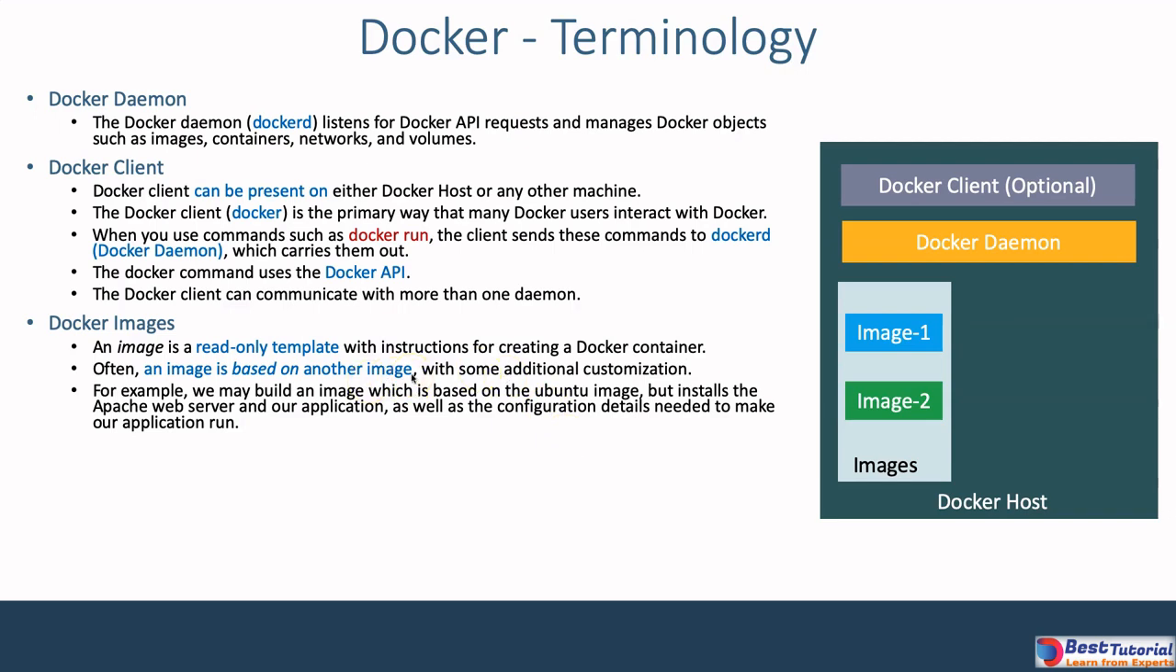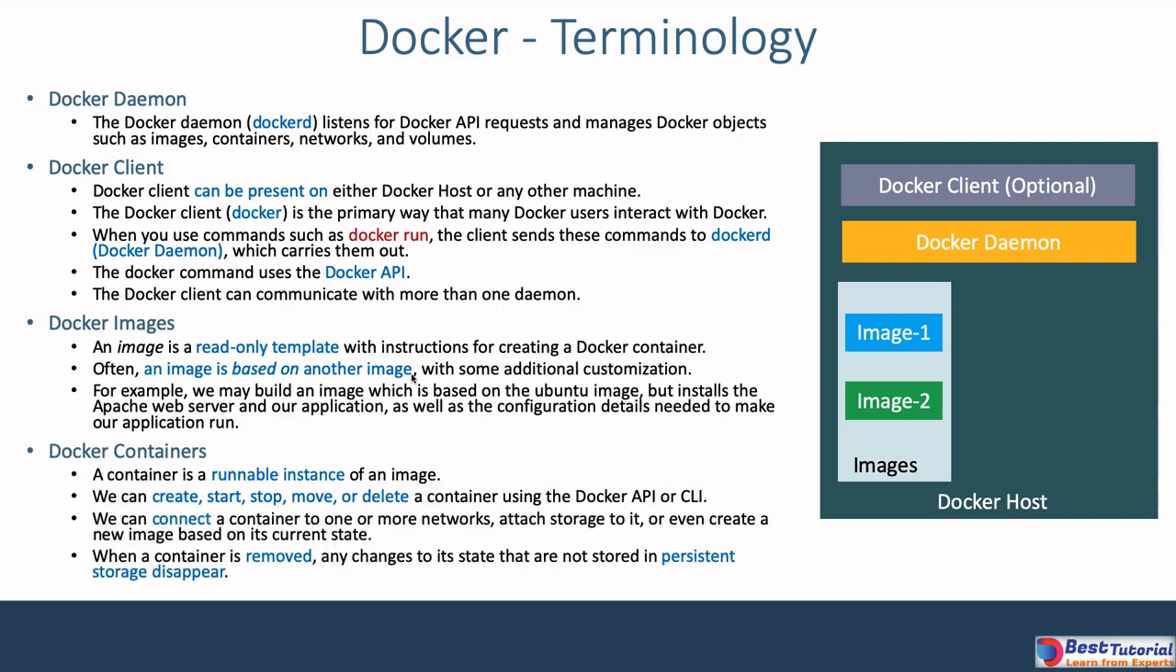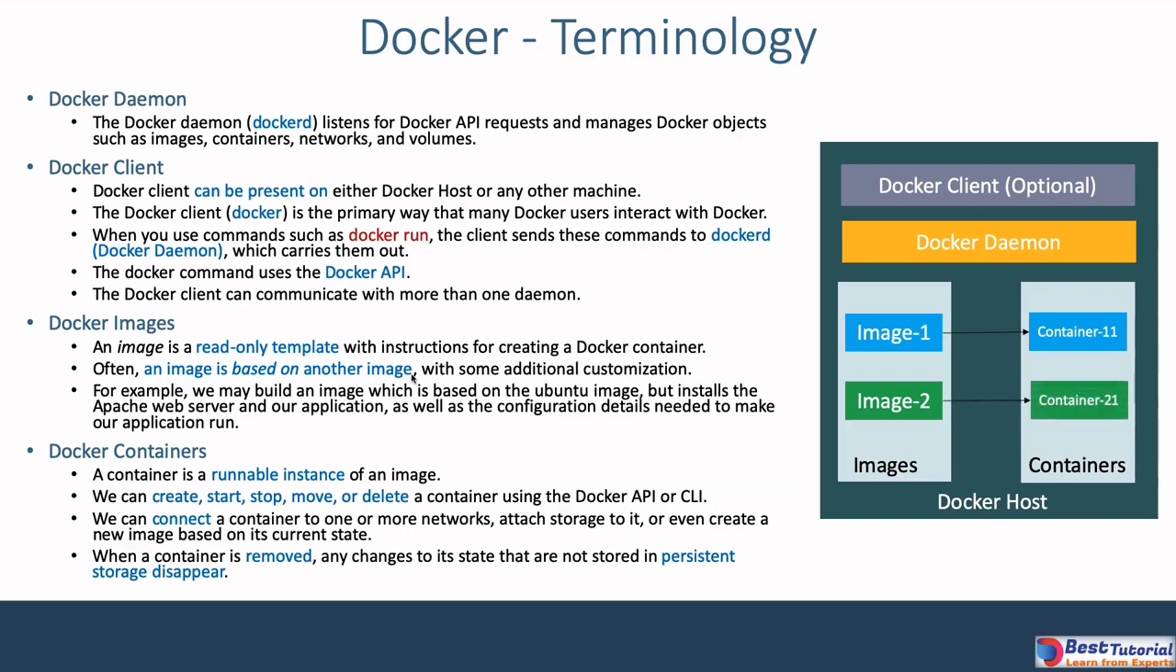Moving on from Docker images, the next thing is Docker containers. A container is a runnable instance of an image. We can create, start, stop, move, or delete a container using the Docker API or CLI. We can connect a container to one or more networks, attach storage to it, or even create a new image based on its current state. When a container is removed, any changes to its state that are not stored in persistent storage disappear. That's the most important point from the containers perspective.